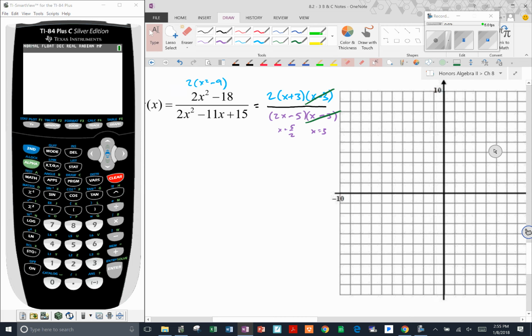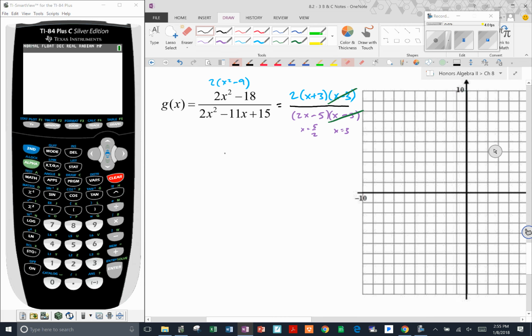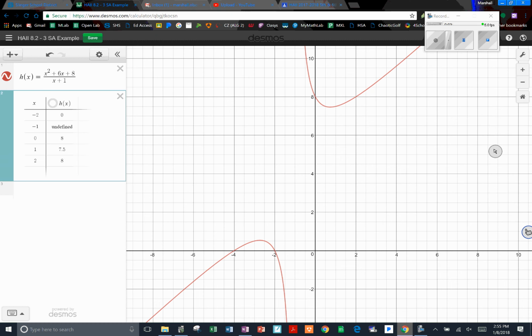What I would like you to do right now, though, is just rewrite that function as those two expressions over one another. And if you want to bring that 2 back in over in the top, 2x plus 6 over 2x minus 5, that's essentially what we're graphing. Okay, this is the same as this. Those graphs look identical. Okay, in fact, I'm going to show you on Desmos how identical they are.